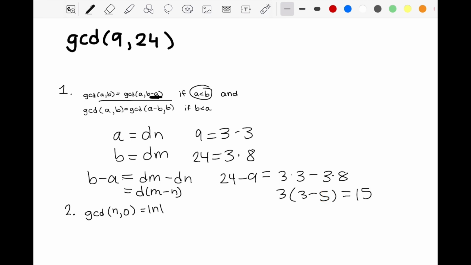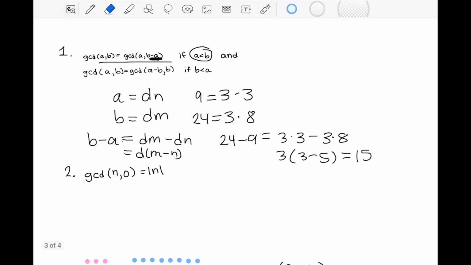So 24 minus 9 is 15. And 15 still has a common divisor of 3, so this works. And so basically what this means is you can subtract these numbers from each other, like 9 and 24, and it will still have the same common divisor of 3. Actually, let's not erase that.